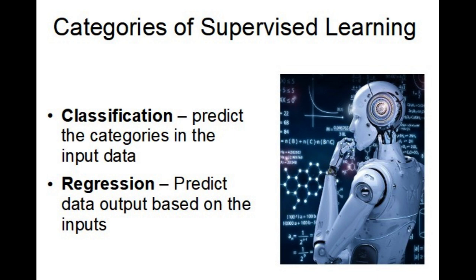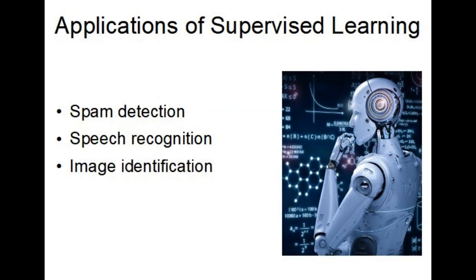Regression comes into picture where there is a linear relation between input and output. For example, predicting house rents per year in a locality falls under regression criteria. Some of the applications of supervised learning include spam detection, speech recognition, image identification, cases like identifying trends based on previous data.